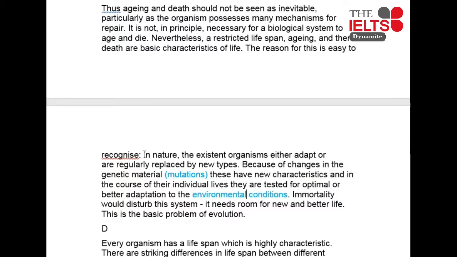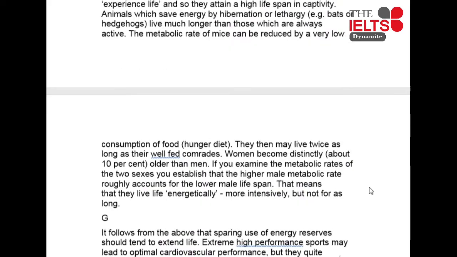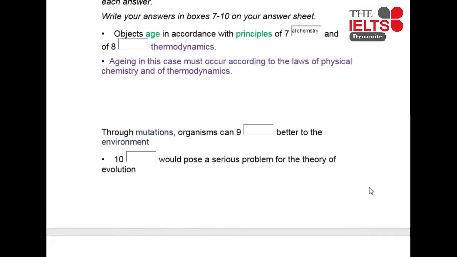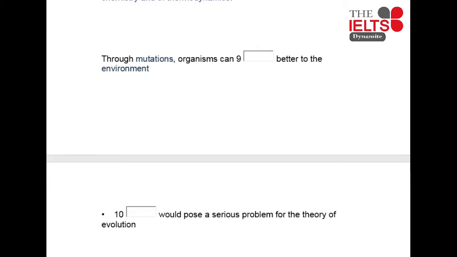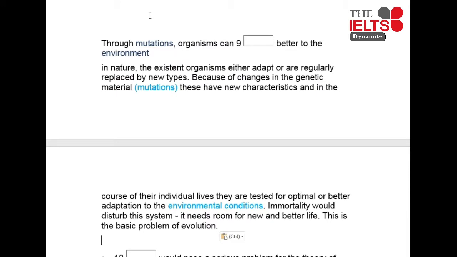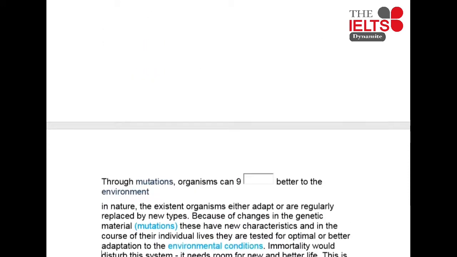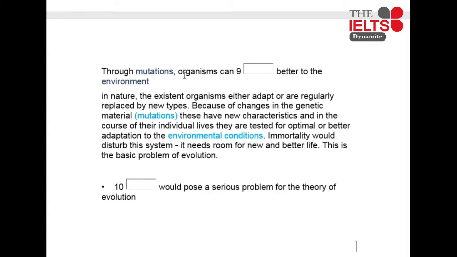Let us take this part and compare it to the question. Have enough space. Okay, through mutations, organisms. So here mutation, and environment here same as environmental conditions. What is the part of speech that I need to fill the gaps? Here organism can something. I need a verb here because can is followed by a verb. So I need a verb in the infinitive form.